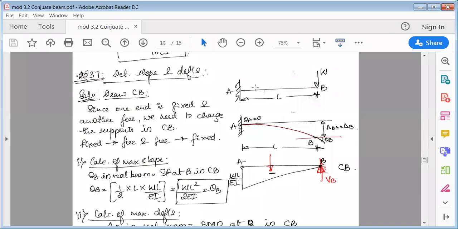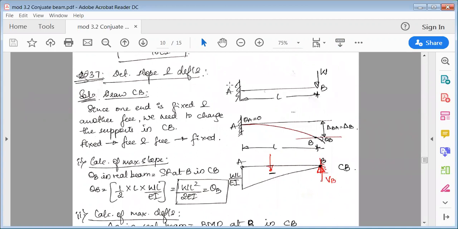Hello everyone. So we have done with the conjugate beam problems on simply supported beams. The next type of problems are cantilever beams. In this cantilever beam, they've asked you to determine slope and deflection. It's a cantilever beam fixed at A, free at B, and there is a load W acting at B, spaced at a distance L.